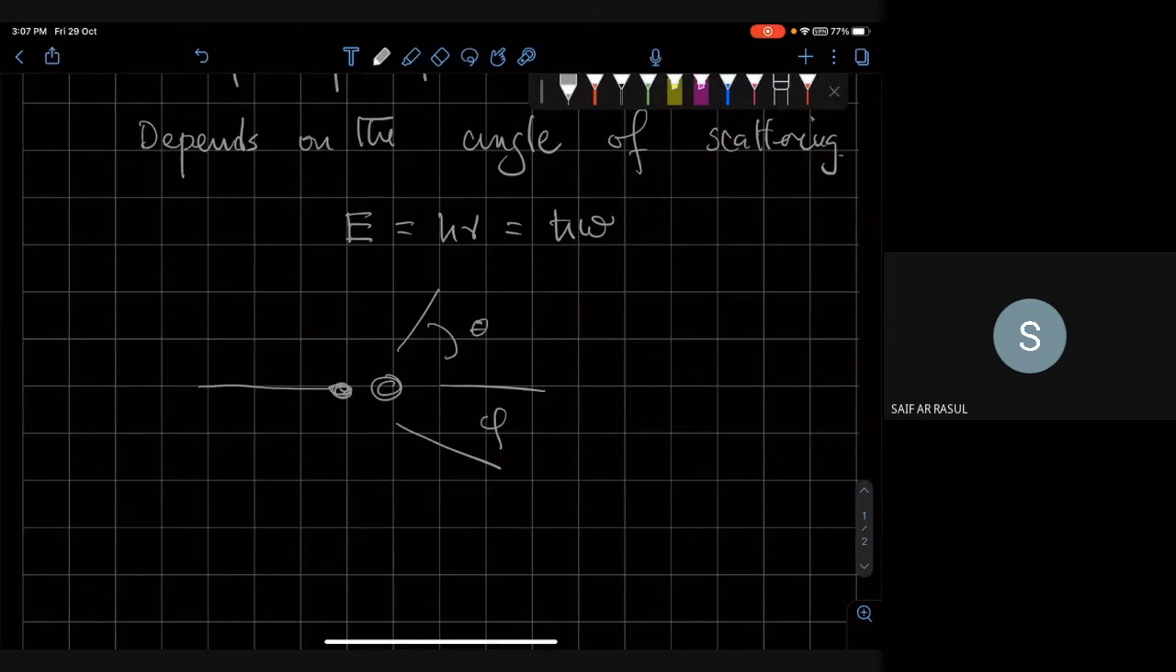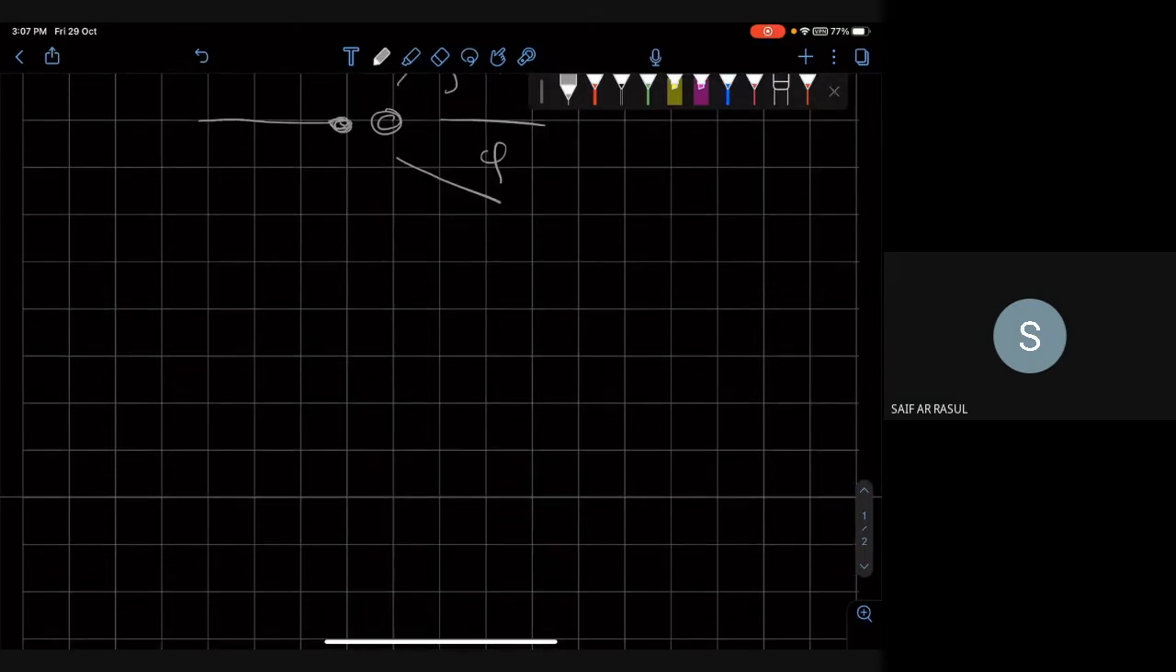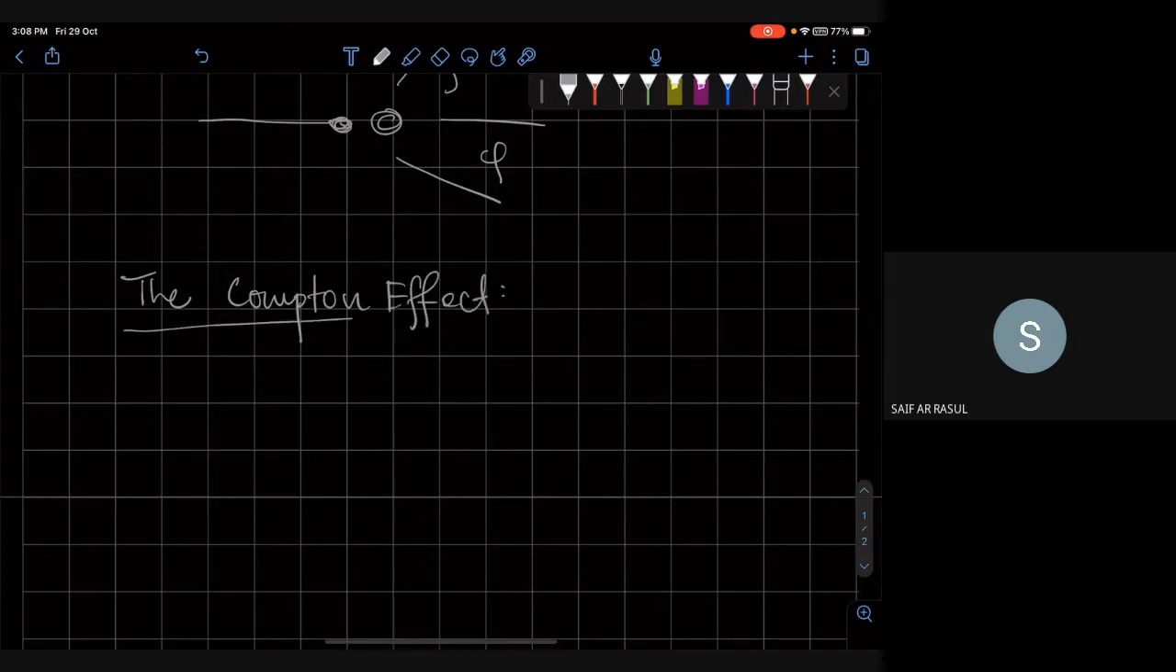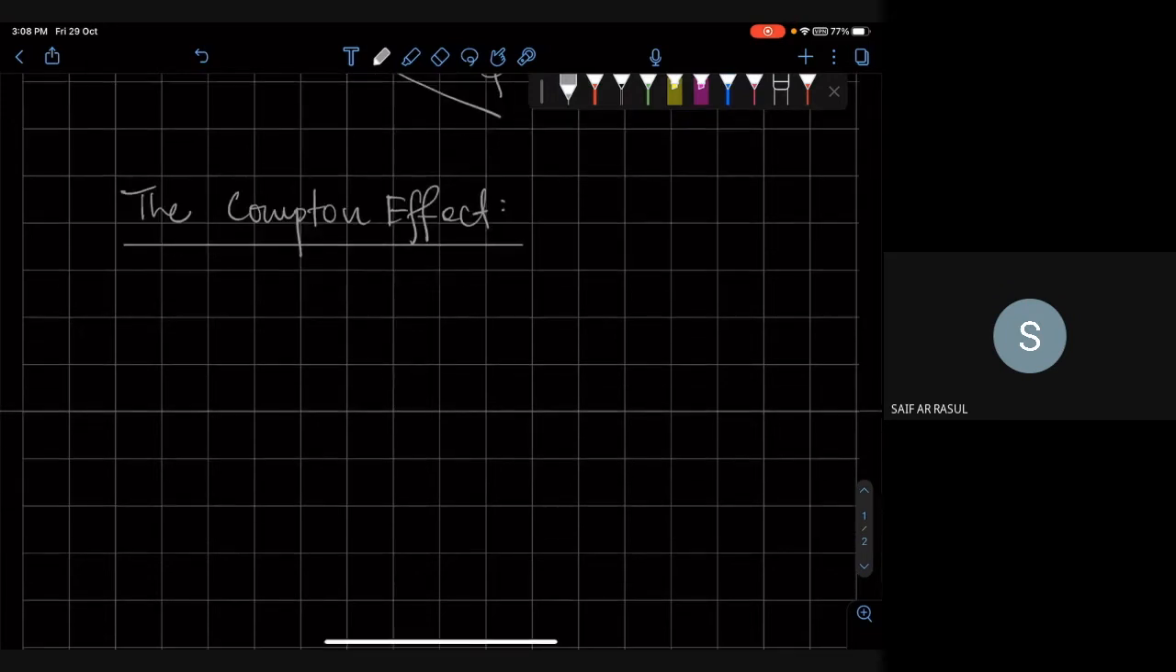Okay, so what we will study now is the Compton effect. To study the Compton effect, we need two formulae.